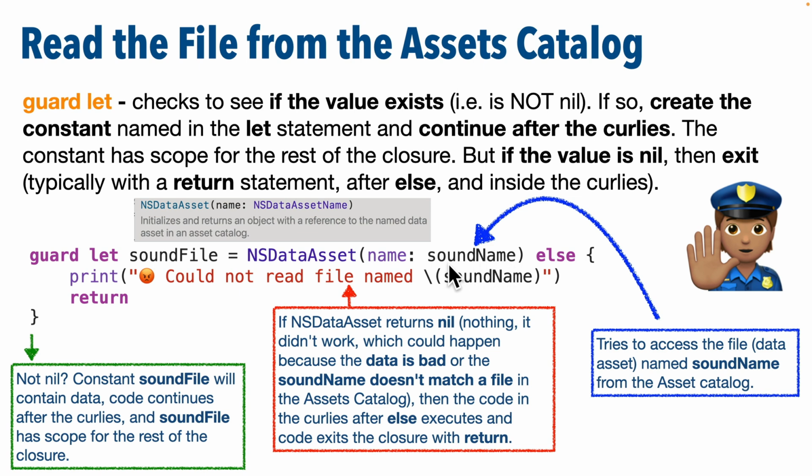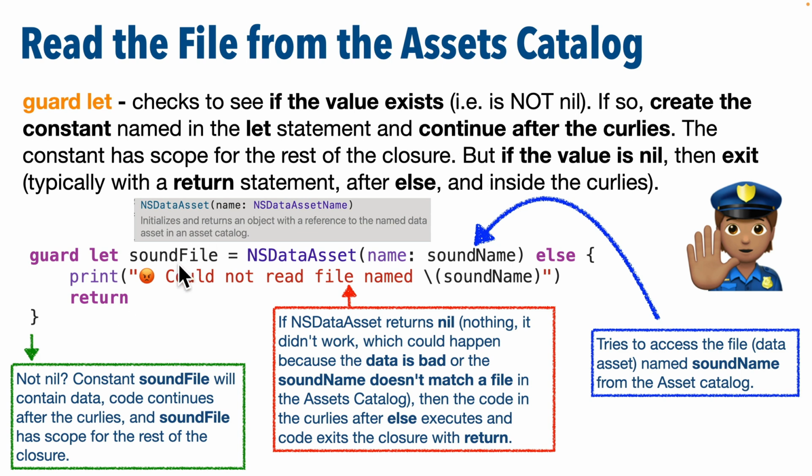So if we can't create it, guard won't let us through because the condition that it's guarding to approve isn't met. Now, if it can't get through, meaning it can't create the constant sound file, then we execute these curlies after else. Now, this has to have a statement that stops the execution of the current closure. So for us, that means it's going to exit the button action. We're not going to execute any more code inside the button action curlies. And the statement we use to do this is return. So in this case, return is going to say go home, no more button action code for you.